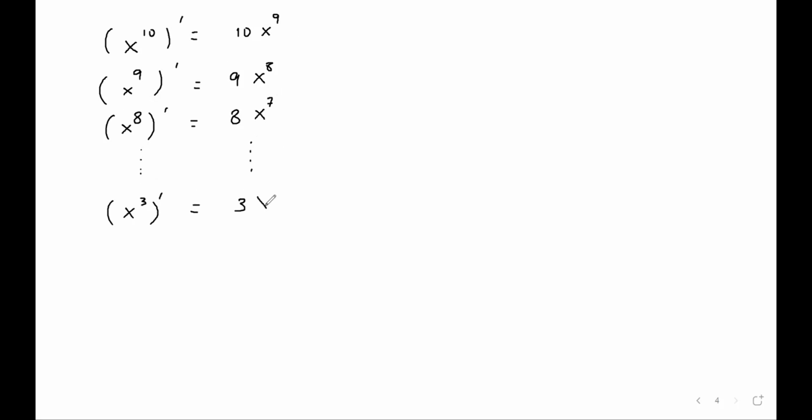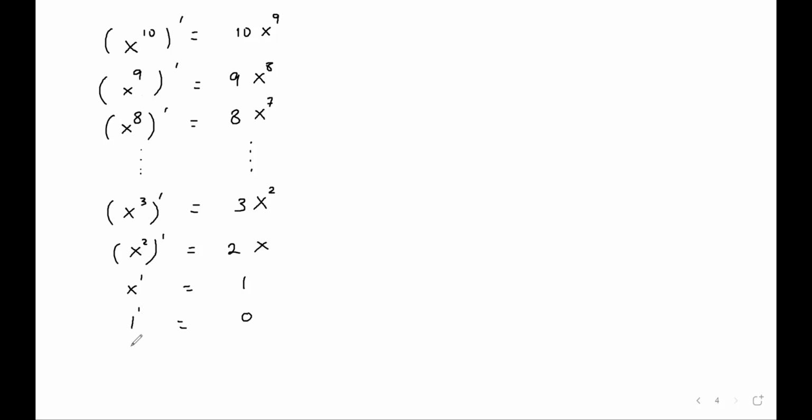X cubed prime is 3x squared. X squared prime is 2x. X prime is 1. 1 prime is 0, 0 prime is 0, right? So let's continue. We went down in decreasing orders of the powers. These are x to the 10, x to the 9, x to the 8, going down, x cubed, x squared, x to the first, and x to the 0, which is 1.